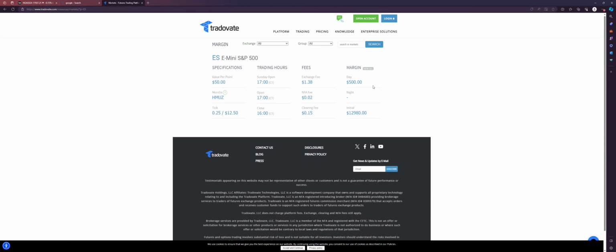Because if at any point in time you dip $1 below the margin requirement, you will get what's called auto liquidated and you'll be stopped out of your trade, because now you no longer have enough capital in your account to be able to trade the future.